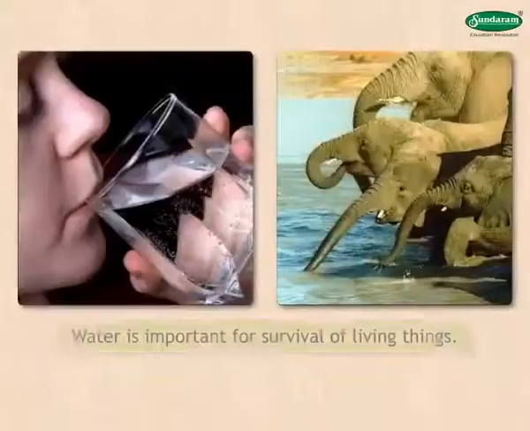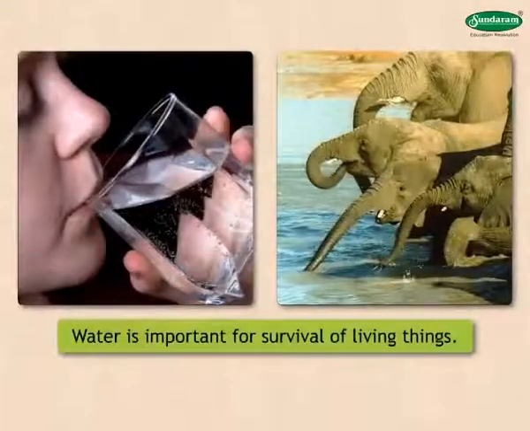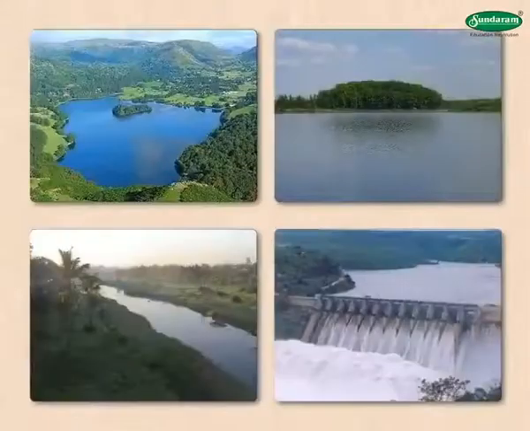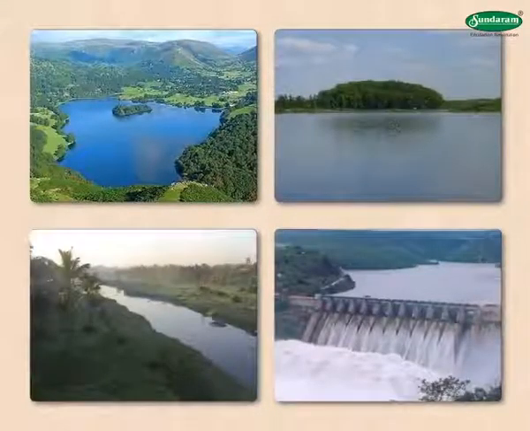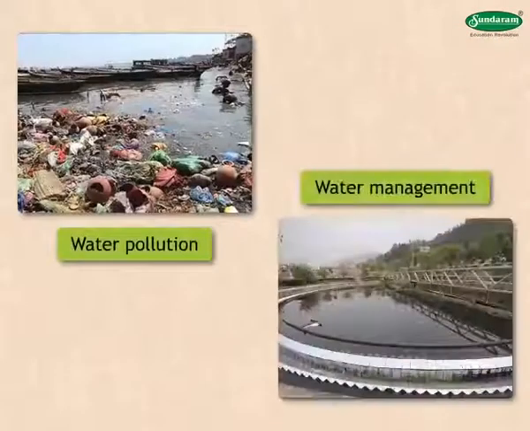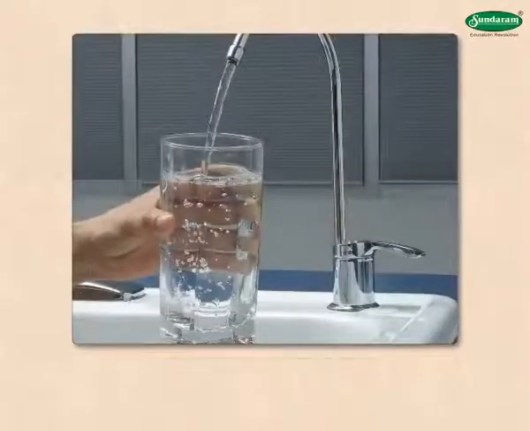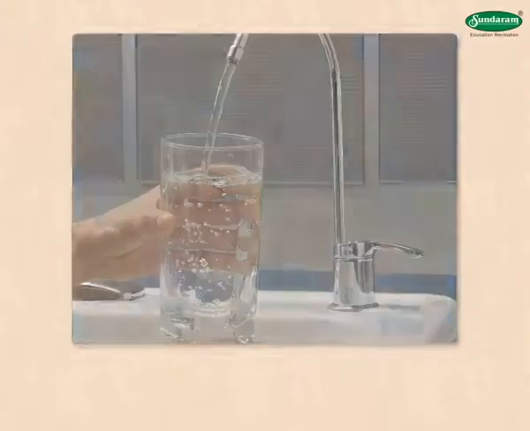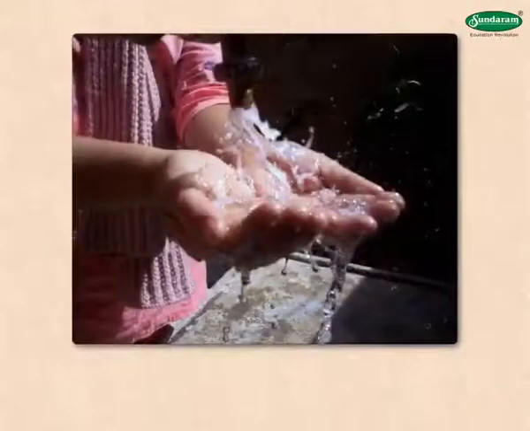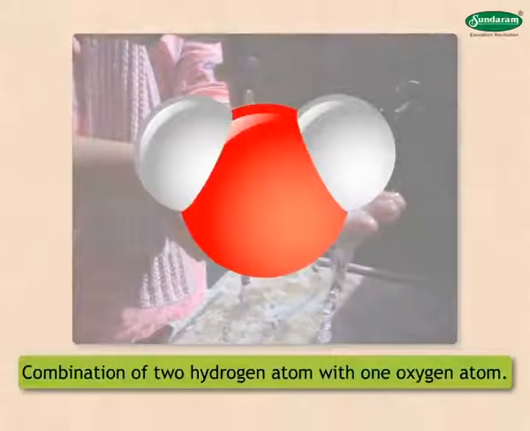We know the importance of water for the survival of living things. We have also learnt something about different sources of water, their importance, water pollution, and water management. Water is a compound. Water is especially important as a liquid. One molecule of water is made by the combination of two atoms of hydrogen with one atom of oxygen.